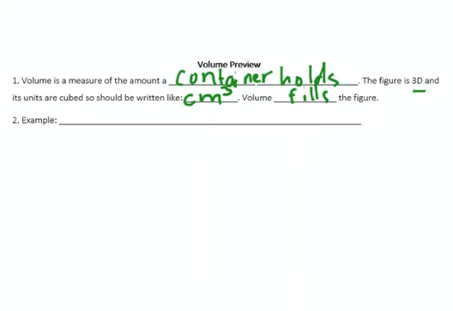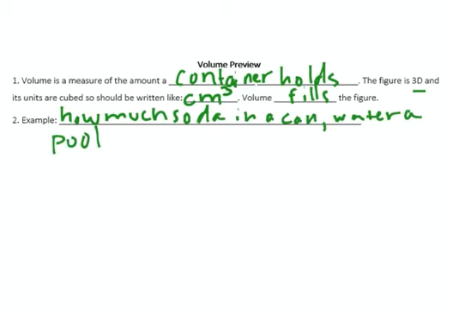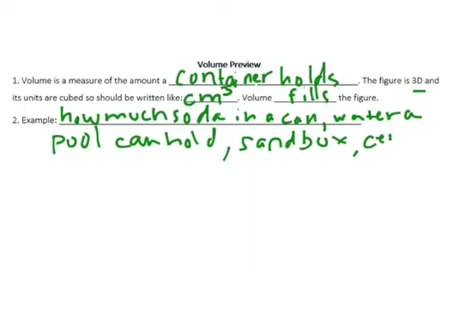It's going to fill something. So some examples that we would maybe see in a word problem, when we have to figure out that it's asking for volume, are how much soda is in a can, or soup in a can, how much water a pool can hold, how much sand in a sandbox, maybe cereal in a cereal box, a toy chest. Really, the list can go on and on. Anything you can think of that's going to fill an object.